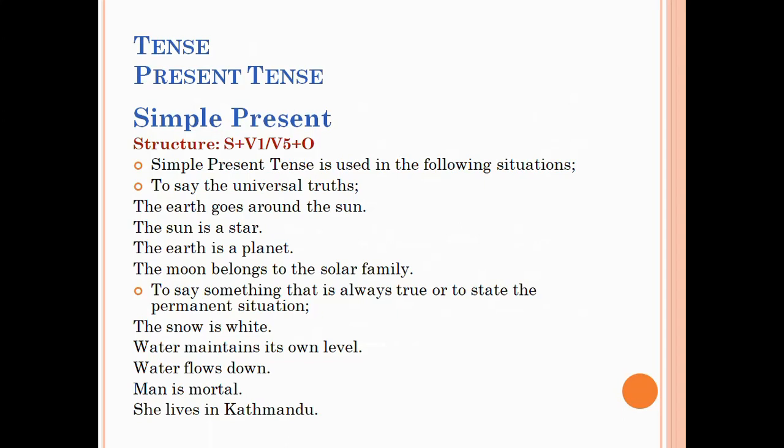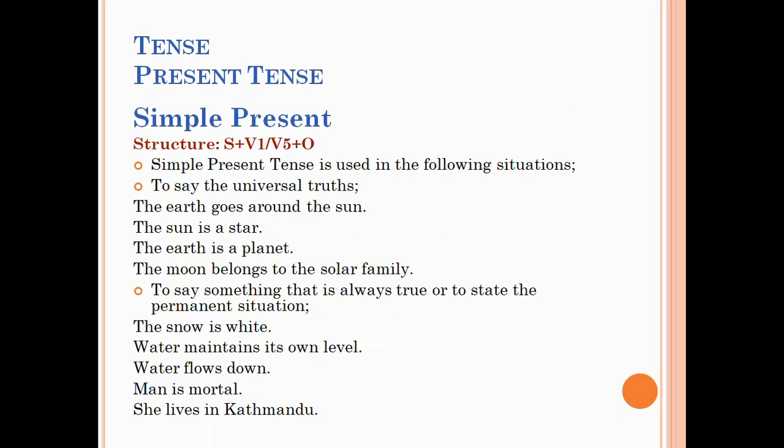So simple present tense is used in the following situations. See, what are the situations that we can use simple present tense? First is to say the universal truths. See the examples: the earth goes around the sun, the sun is a star, the earth is a planet, the moon belongs to the solar family. These all are universal truths, so no one can change it and it will never ever change.